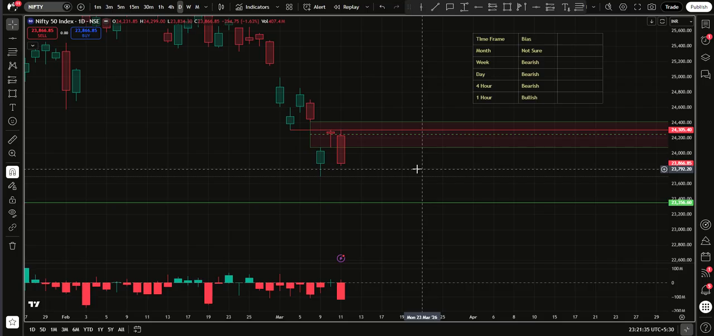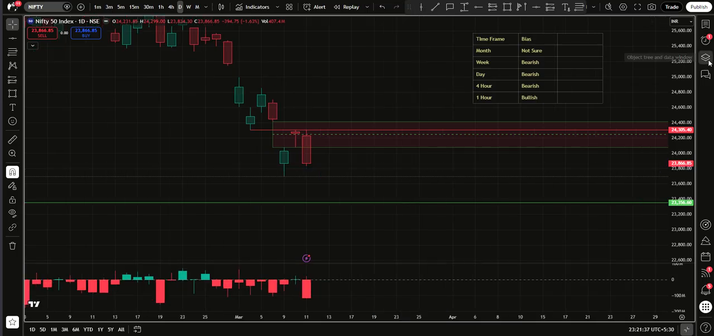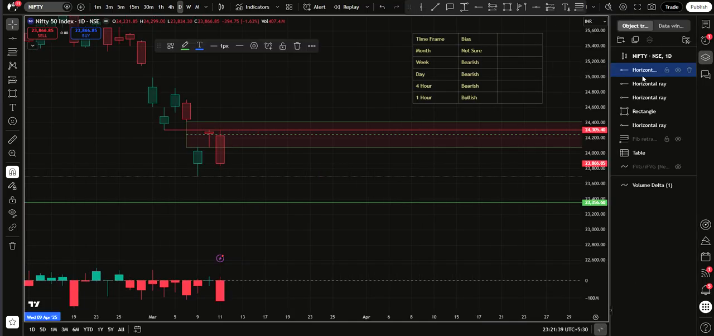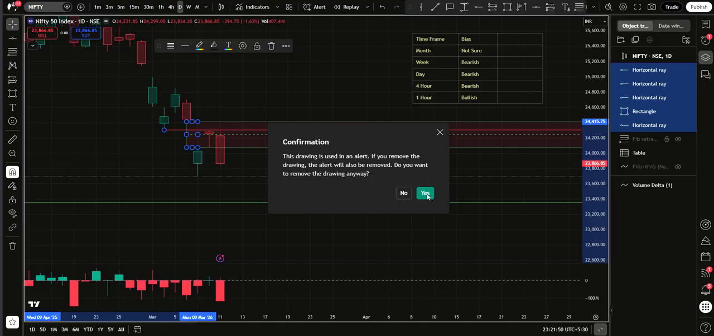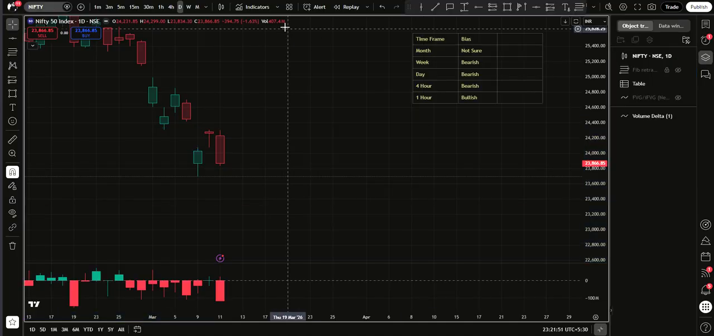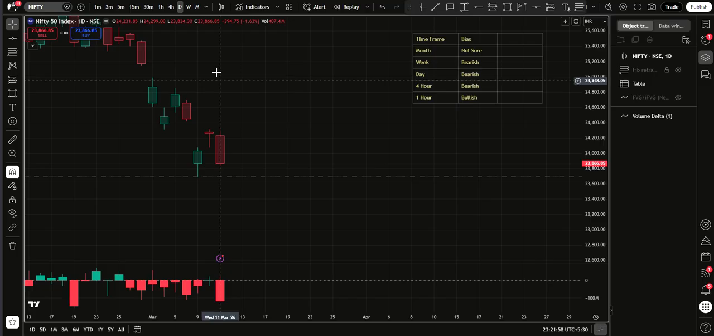Now let's just go and delete, as we always do, all the lines that we drew yesterday and start afresh. Starting with the monthly time frame.